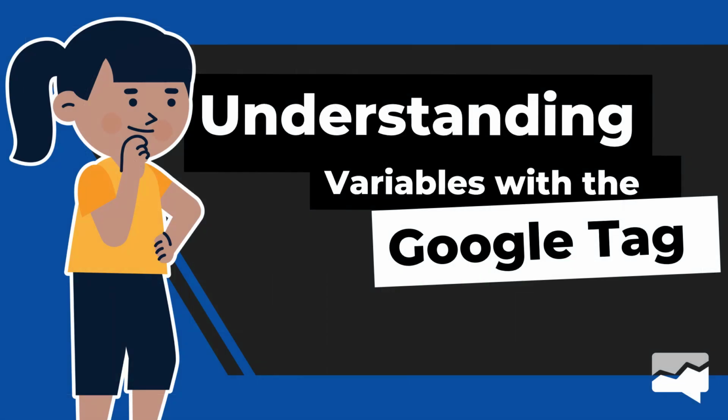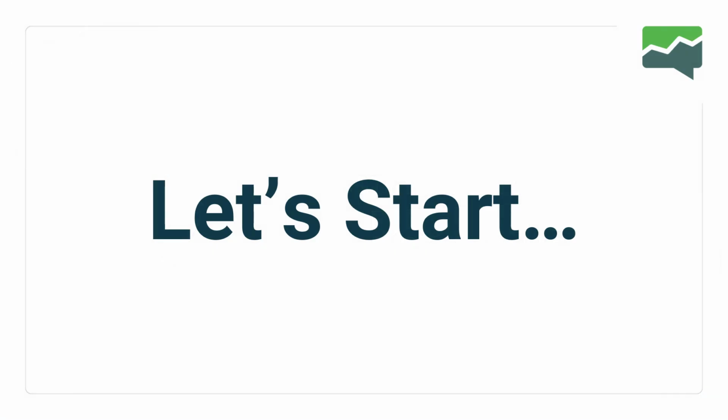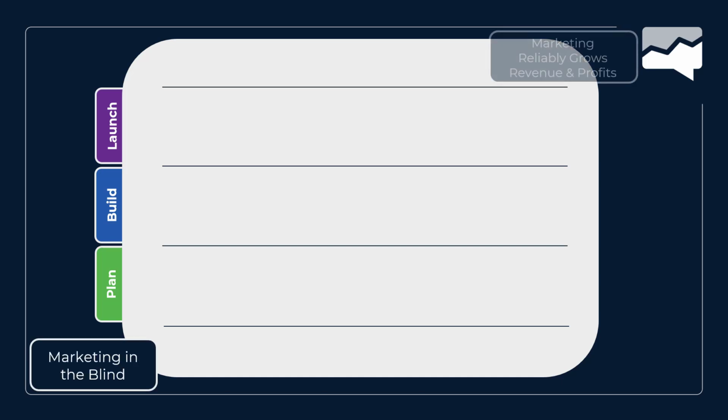Understanding variables with the Google Tag. Let's dive in. Okay, before we start, we need to go through our foundation. We need to talk about our measurement marketing framework. Our framework helps us go from marketing in the blind to marketing where we can reliably grow revenue and profit. Now, in our framework, we have 3 key steps: plan, build, and launch.